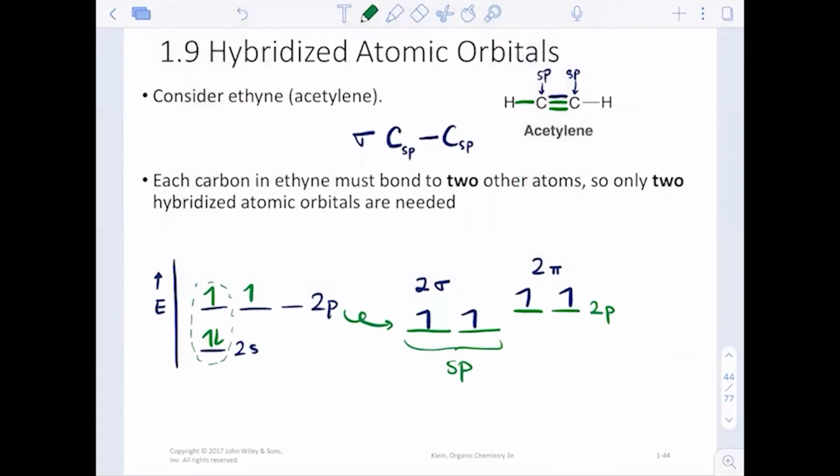The sigma bond here for the two carbons is an sp to an sp overlap. And there are two pi bonds where it's carbon p to carbon p. The carbon to hydrogen bond is a sigma, carbon sp to a hydrogen s. And again, there's two of them. We'll have a lot more practice with these in class.